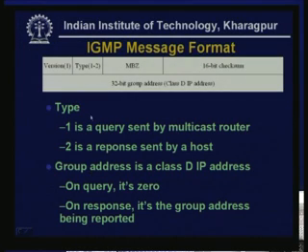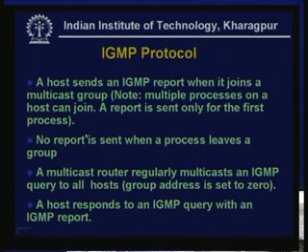In the IGMP message format there is a version, which is usually 1, then a type, which is 1 or 2, a 16-bit checksum, and a 32-bit group address. Type 1 is a query sent by a multicast router, and type 2 is a response sent by a host. Group address is a class D IP address. On a query it is 0, on a response it is the group's address being reported.